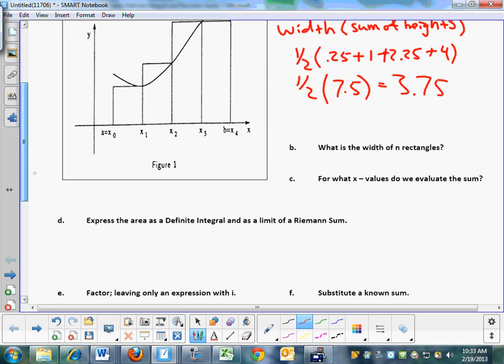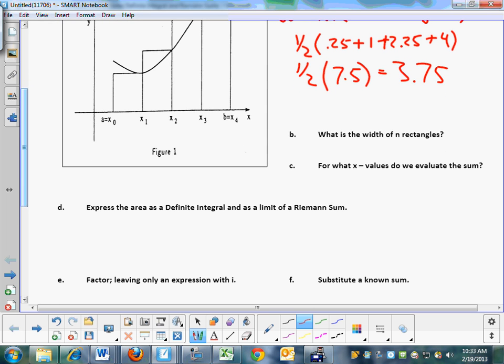So, now it says the width of n rectangles. How did you figure out the width of 4 rectangles? You took the last number of the interval, 2, minus the first number of the interval, 0, and you divide it by the number of rectangles, 4. That's how we figured that out. We said the width was equal to 2 minus 0 divided by 4.